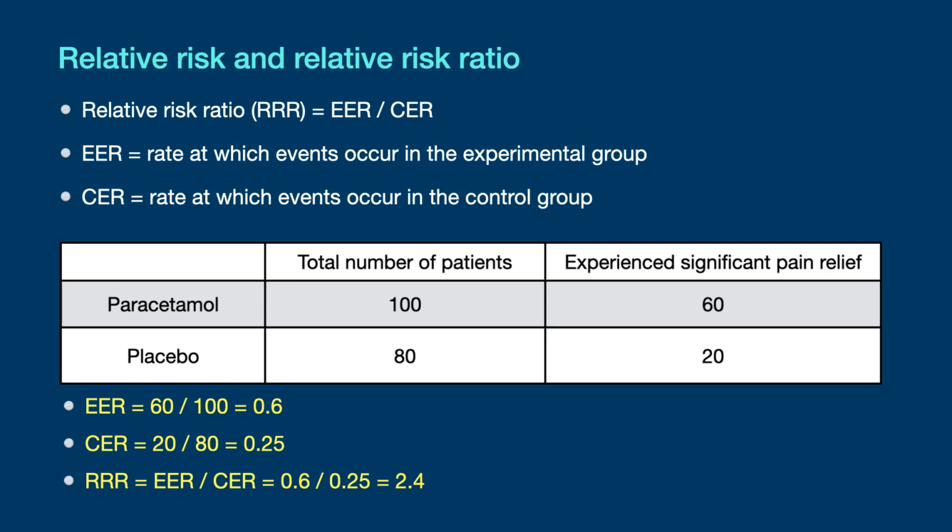Relative risk reduction equals 1 minus relative risk.